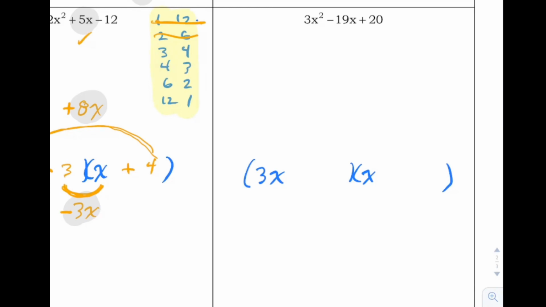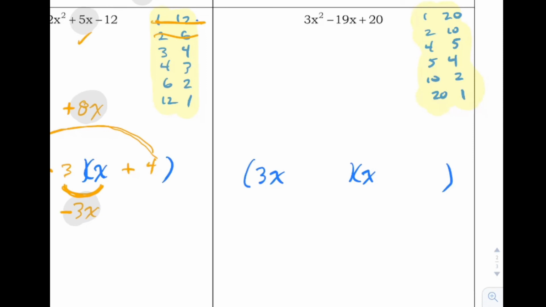Now with the 20, I could be looking at a 1 times a 20, a 2 times a 10, a 4 times a 5, or I could be looking in the opposite direction, like this, right? So those are all of my possibilities that I can try.